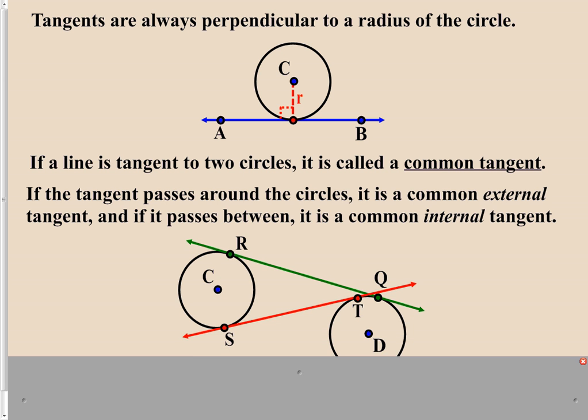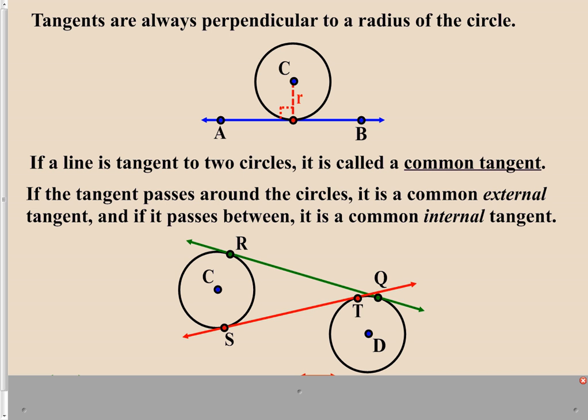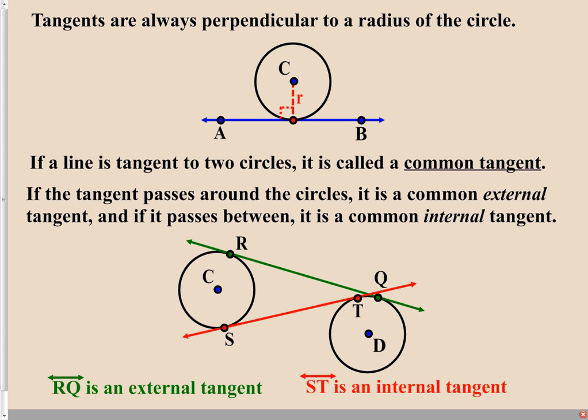Okay, so here's a diagram of a couple of circles and a couple of lines intersecting them. Now you can see that the green line RQ and the red line ST, these are both common tangents because they're both tangent to each of the circles because they only make contact with the circles in one place. But you can see that line RQ stays away from the space that is in between the circles. So he's what we call a common external tangent, and the red guy passes between the circles. So it's what we call a common internal tangent.